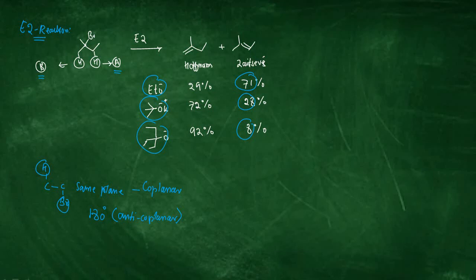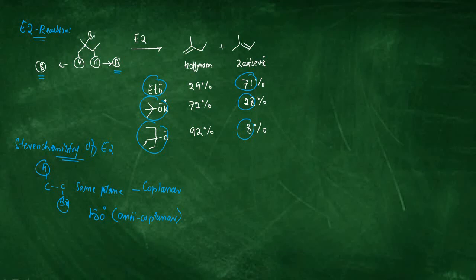In other words, when we talk of stereochemistry, here we are talking about the stereochemistry of the E2 reaction. So both the groups should be in the same plane, or coplanar, but they should be opposite to each other at 180 degrees. Such a conformation is known as anti-coplanar conformation.